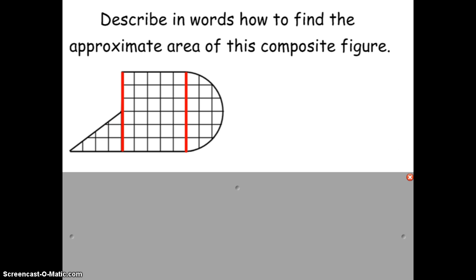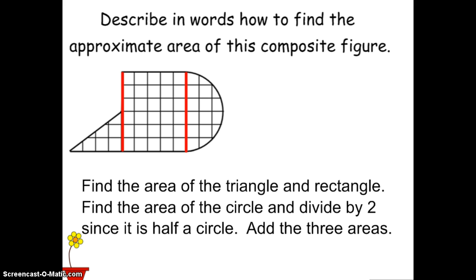Now we're going to describe in words how to find the area. We want to find the area of our triangle, our rectangle, and the area of our circle. We want to make sure we divide our circle by 2 because it is a semicircle. After that, we're going to add the 3 separate areas together to form our composite figure. Please pause your video now to find the area of your separate pieces.